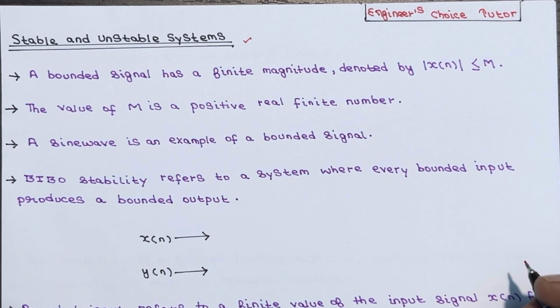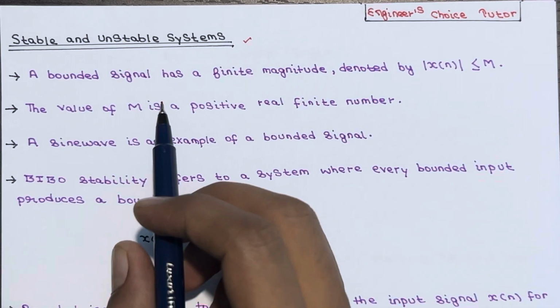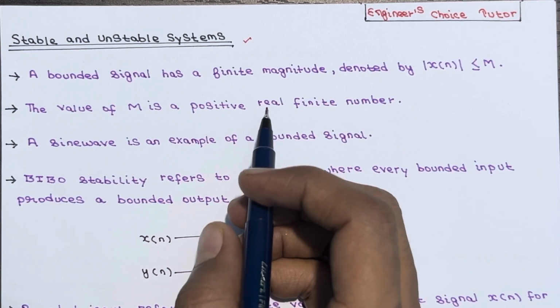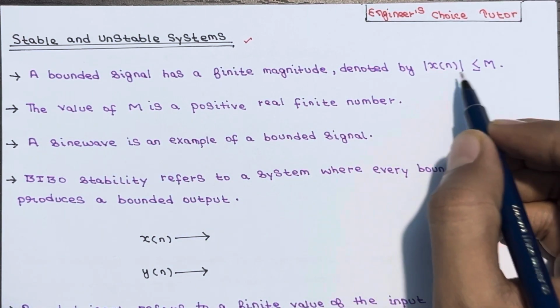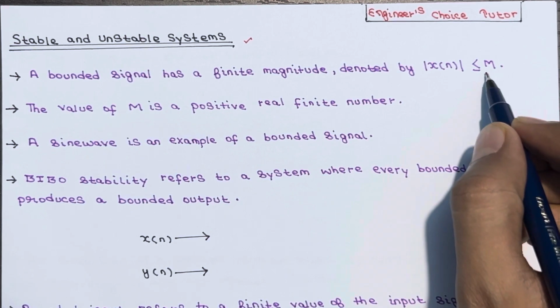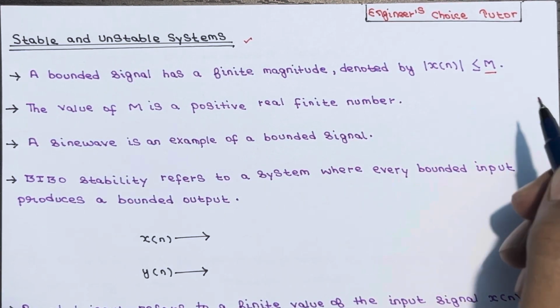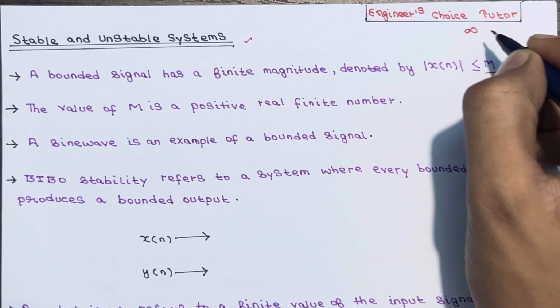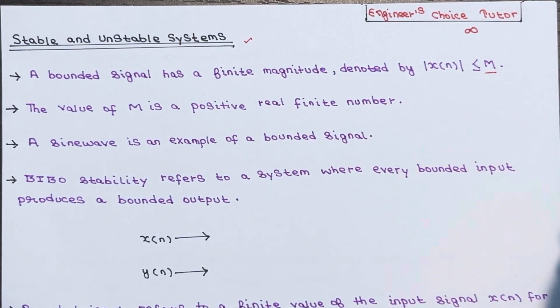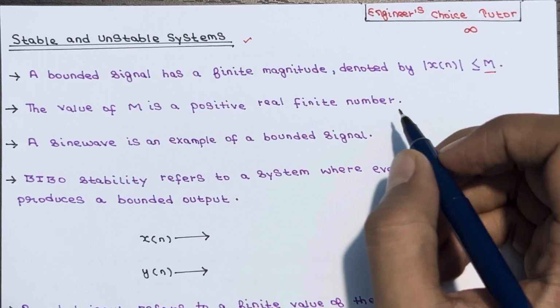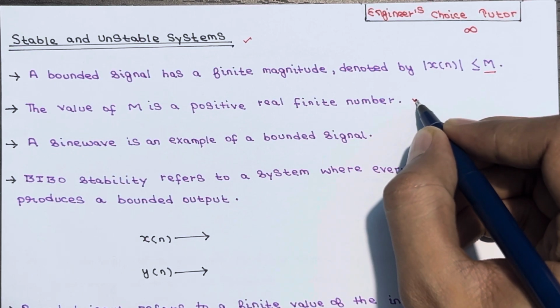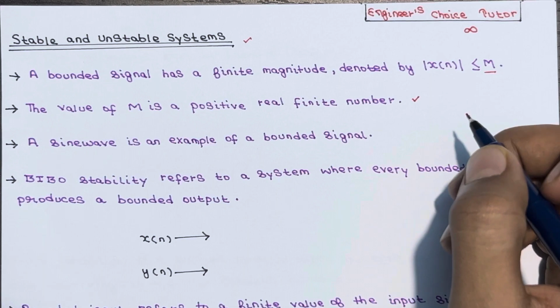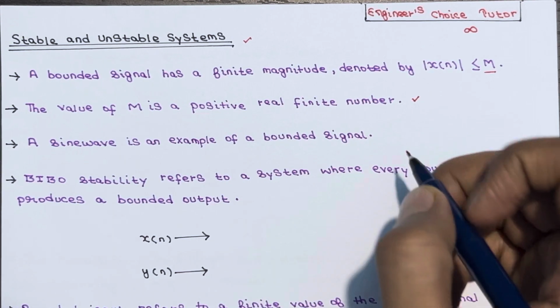So what do we mean by a bounded signal? A bounded signal has a finite magnitude, denoted by mod of x of n smaller than or equal to M. Means a bounded signal has a finite magnitude. It should not have an infinite value; it should always have a finite value. Is it clear? Now, the value of M is what? A positive real finite number. Clear? And the perfect example of a bounded signal is what?